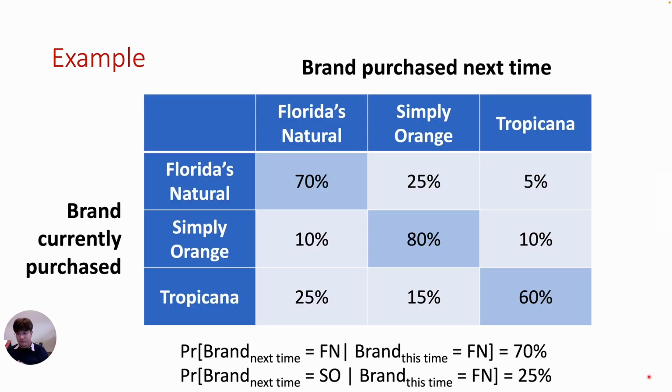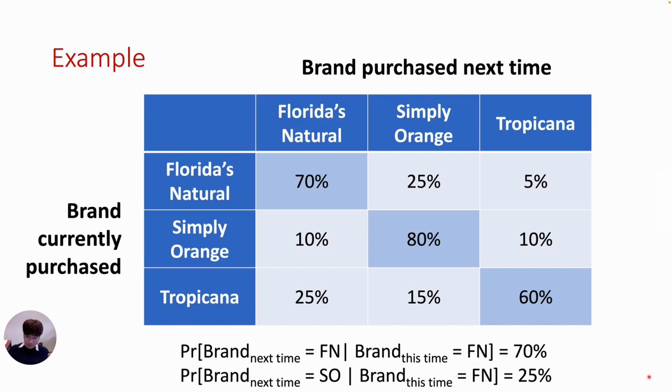Here is an example. This table shows a transition matrix for 3 orange juice brands: Florida's Natural, Simply Orange, and Tropicana. The row indicates which brand the customer currently buys, and the column indicates which brand is expected to be bought by the customer. And each element of the matrix is a probability of brand switching.